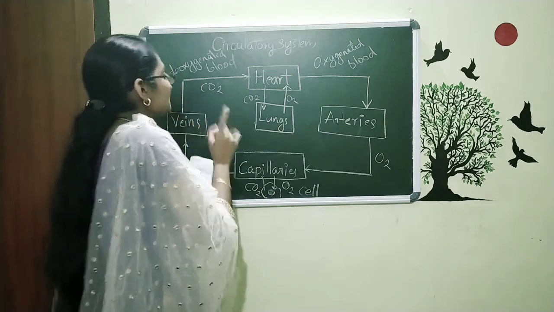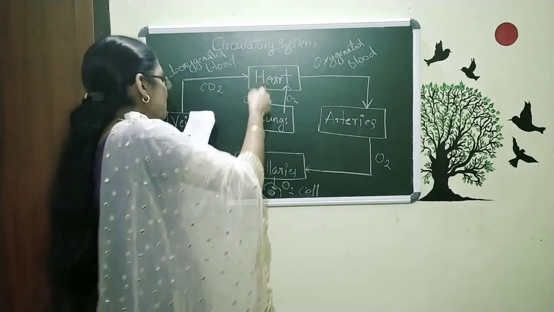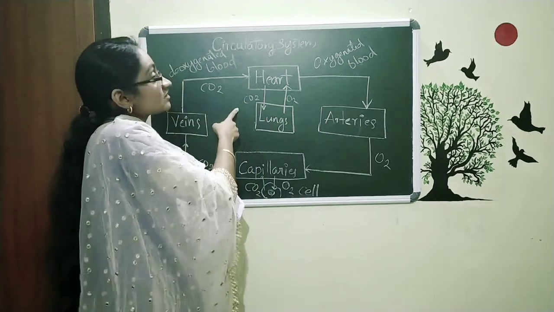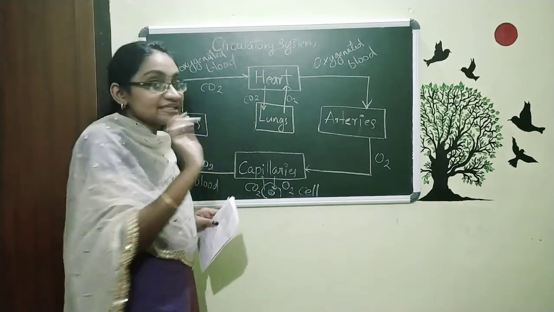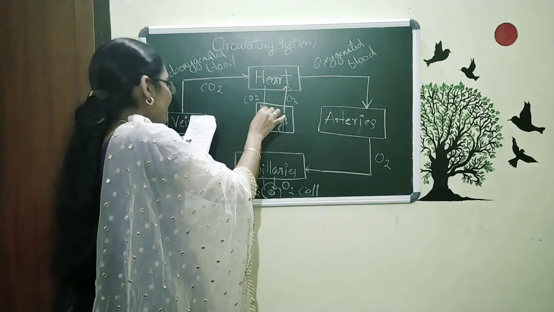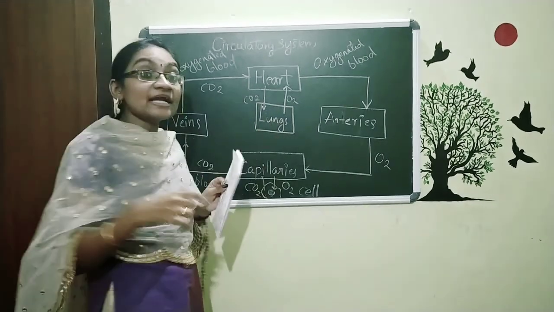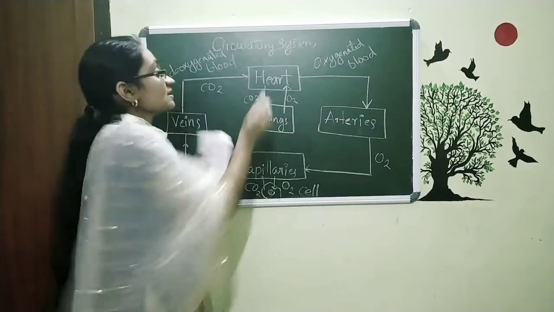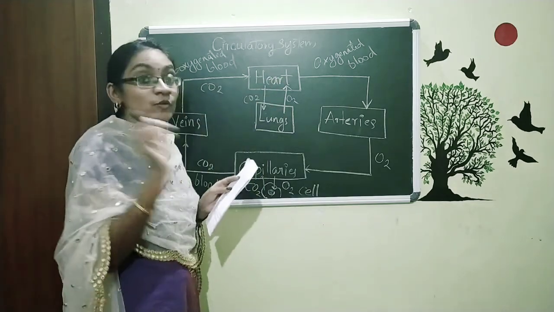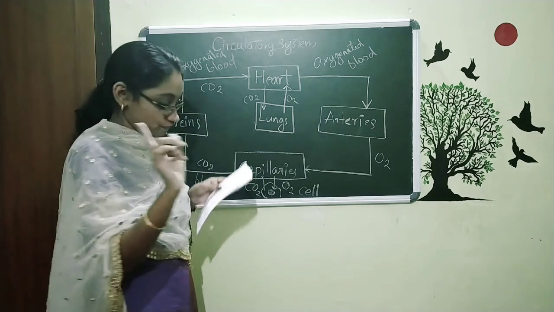The next step is that the blood in the heart is pumped to the lungs. Here the blood is deoxygenated blood, which means the blood contains carbon dioxide. So that deoxygenated blood is pumped to our lungs through the pulmonary artery. That is step number 2.